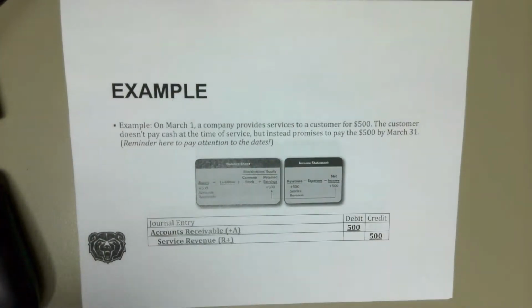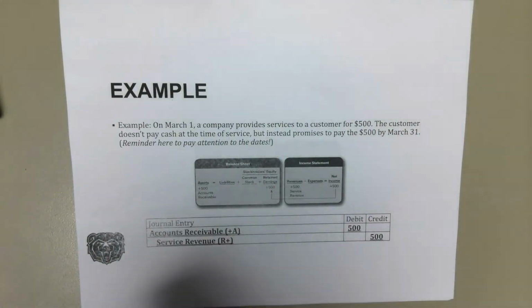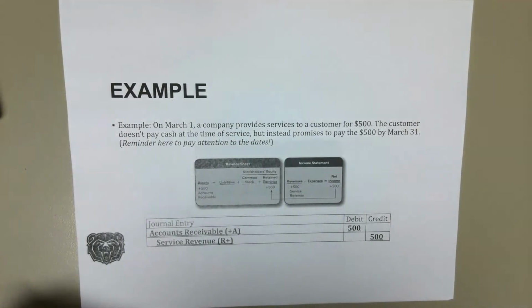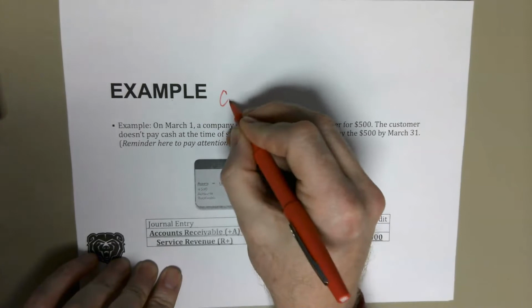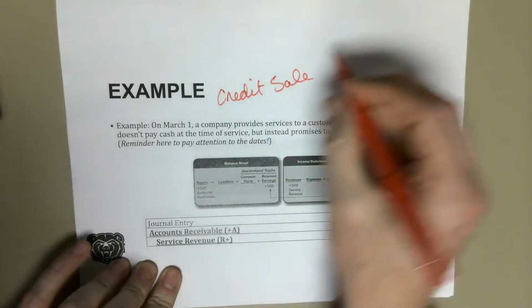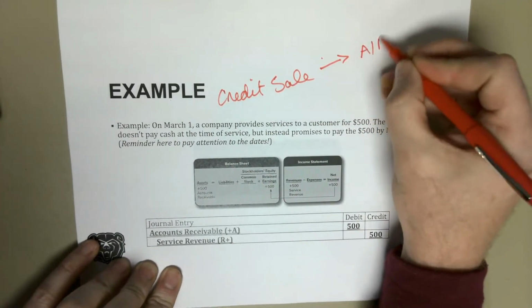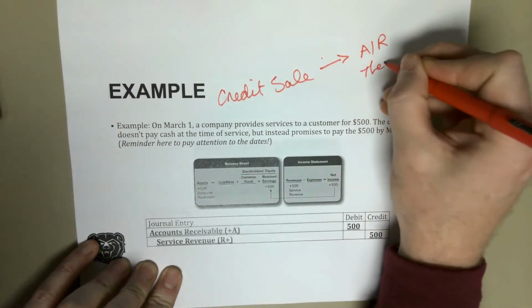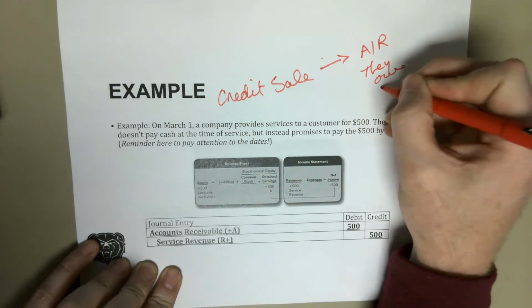Let's walk through a really fun, really cool example here. This is an example of an AR sale. This is an example of a credit sale. So if you hear me say credit sale, we're just talking about AR, right? Again, they owe us. We earned it, but they owe us.